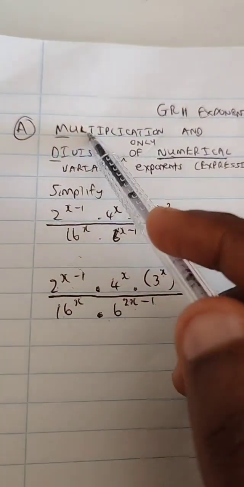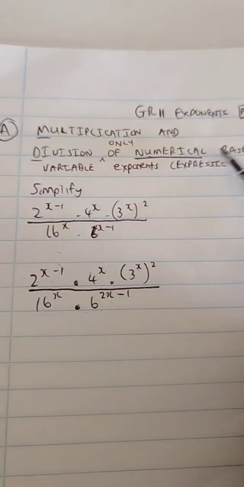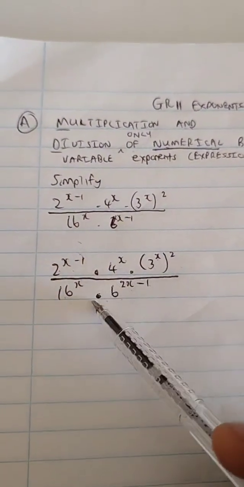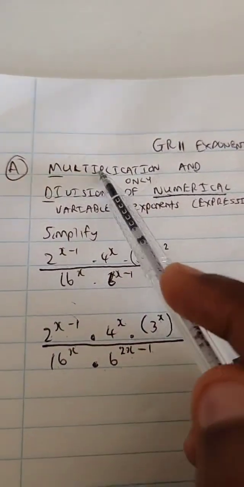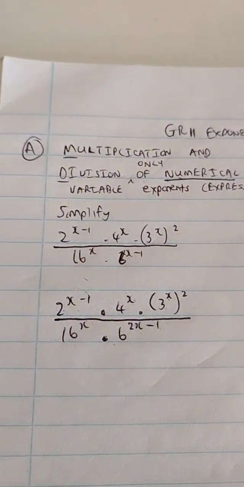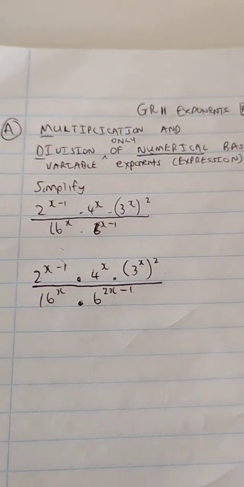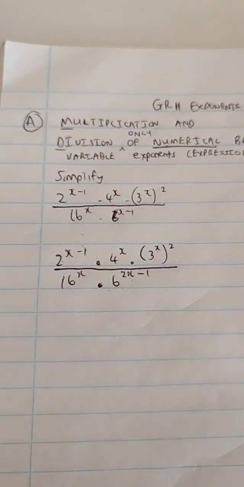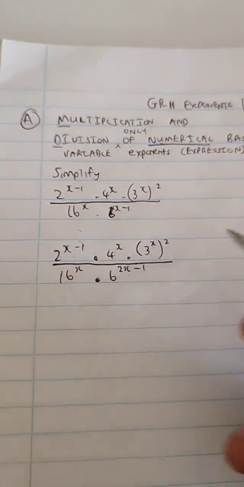So what do we do in questions like this, guys, when we are given the role of simplifying what is obviously a multiplication and a division of numerical bases? Dot means multiply, division meaning the line. There's only multiplication and division. There's no addition between the bases or subtraction. What do we do? So what we do, guys, is we look at the numerical bases.